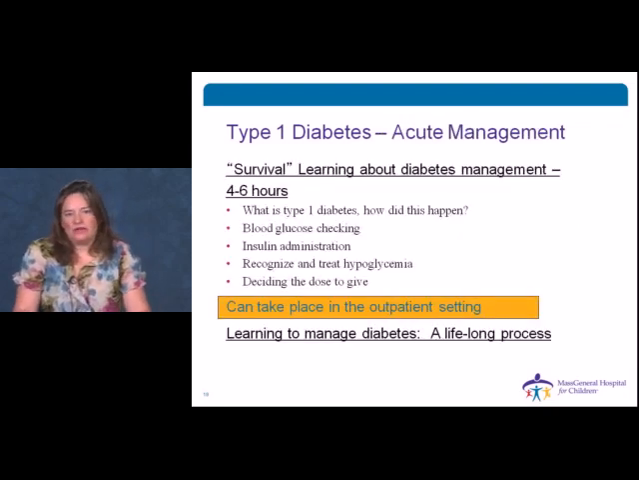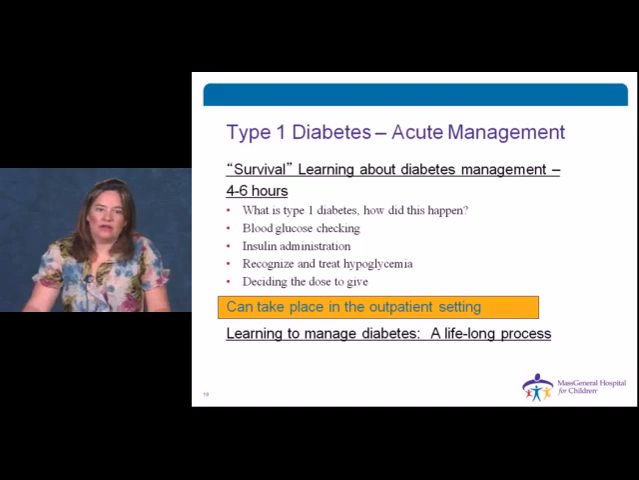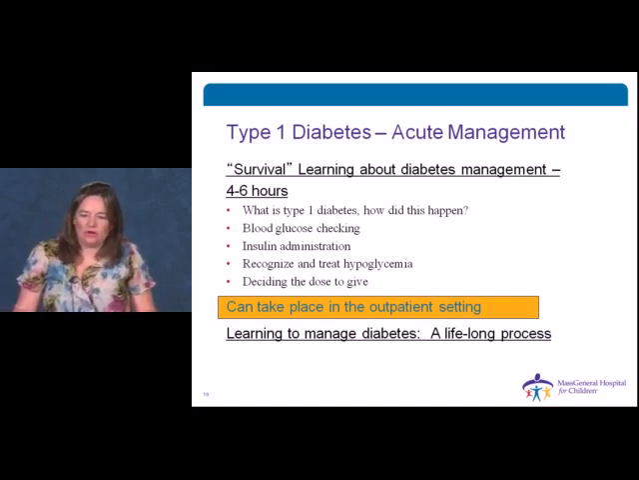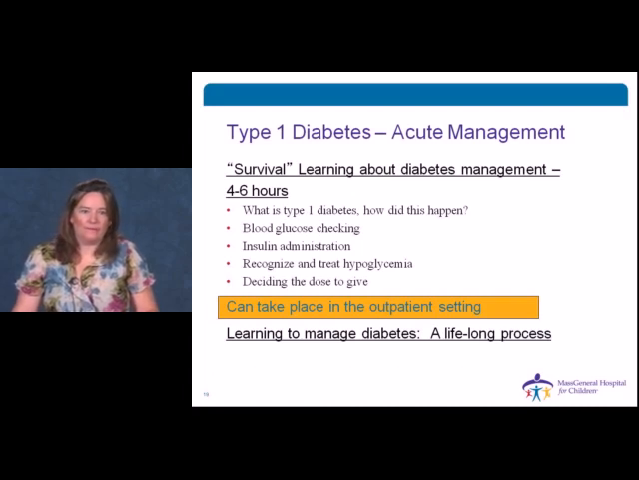So during this first phase, either the first 1 or 2 days, outpatient or inpatient, we first talk about survival. The first couple things we go over are what is type 1 and how did this happen with the family. And then the nuts and bolts of how to check blood sugars with a glucometer and how to give insulin with a syringe. We try to change the focus of the family from what they've been really feeling, which is hyperglycemia and how to control it, to hypoglycemia, because that's going to be their main immediate concern once they start giving insulin. And then we teach them how to decide what dose to give when they get home.